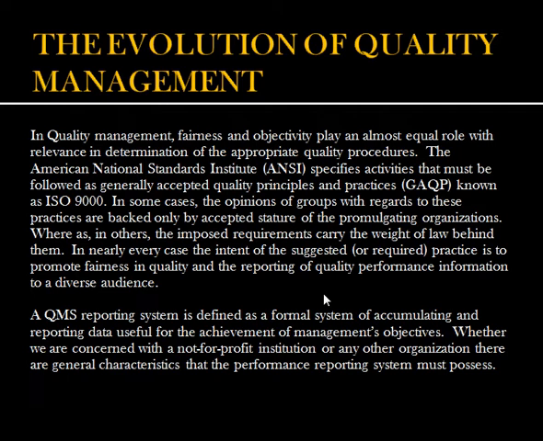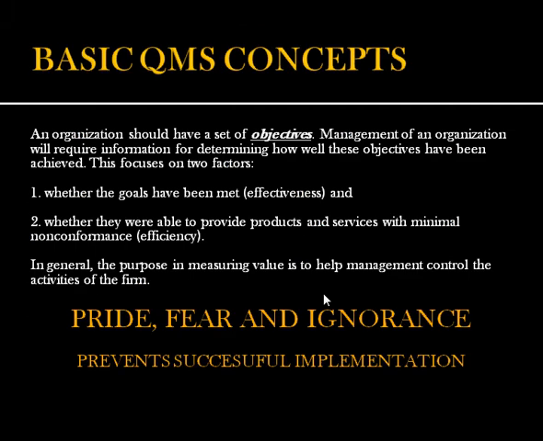A quality management system is a formal system of accumulating and reporting information useful for achieving the management's objectives. Management in the organization requires information for determining how well they're meeting objectives. And we're really focusing on two things. Effectiveness, whether the department has met its goal. That's what effectiveness means.